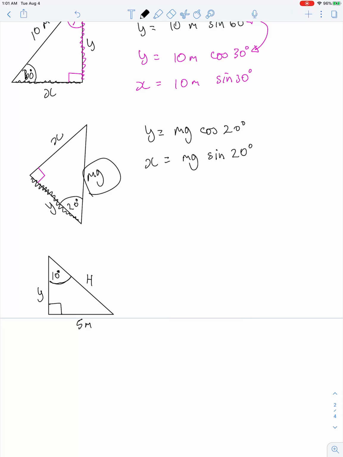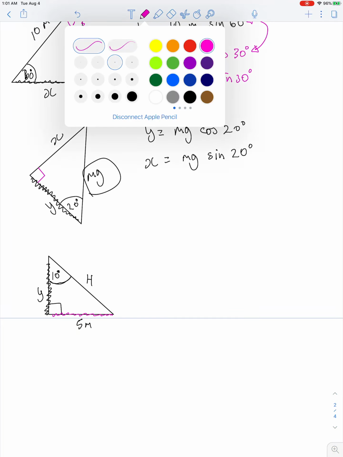Let's say you want to figure out Y. So once again, I always find my adjacent side. So if this is my adjacent side, then I could say that this must be my opposite side. 5 must be my opposite side. Right? So now I'm good to go.